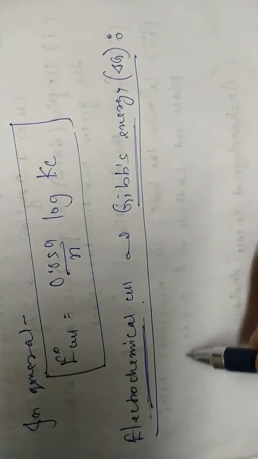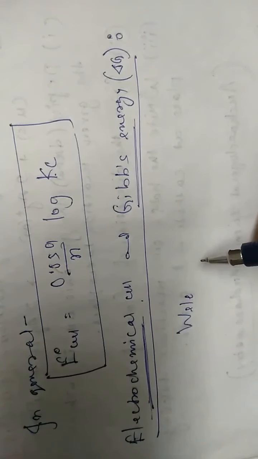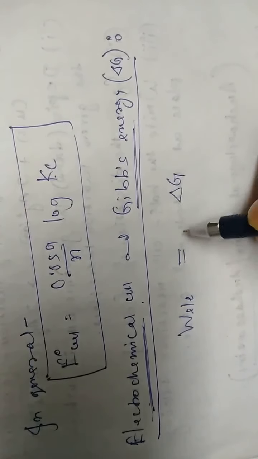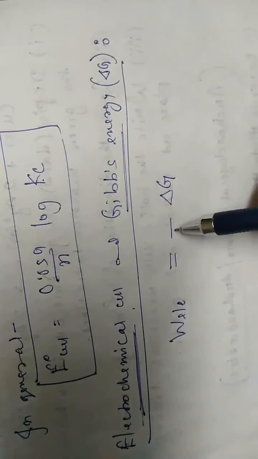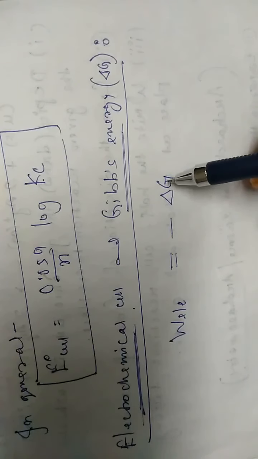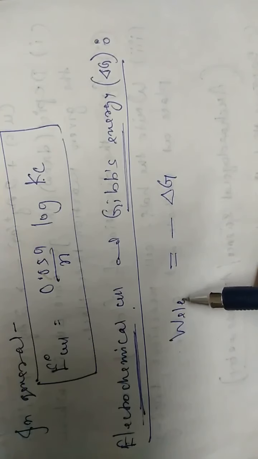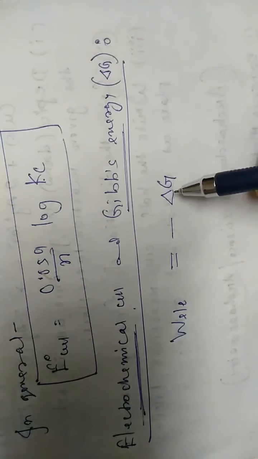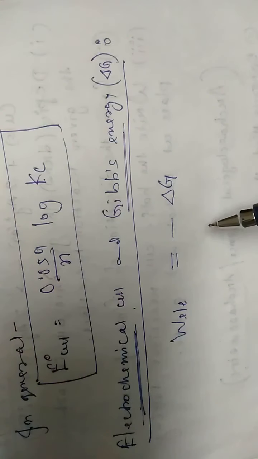So mathematically, when electrical work is done by an electrochemical cell, then Gibbs energy of the electrochemical cell decreases. Delta G, change in Gibbs energy. Negative sign signifies here energy decreases, Gibbs energy decreases. Why does Gibbs energy decrease for an electrochemical cell? Because Gibbs energy is converted into electrical energy.